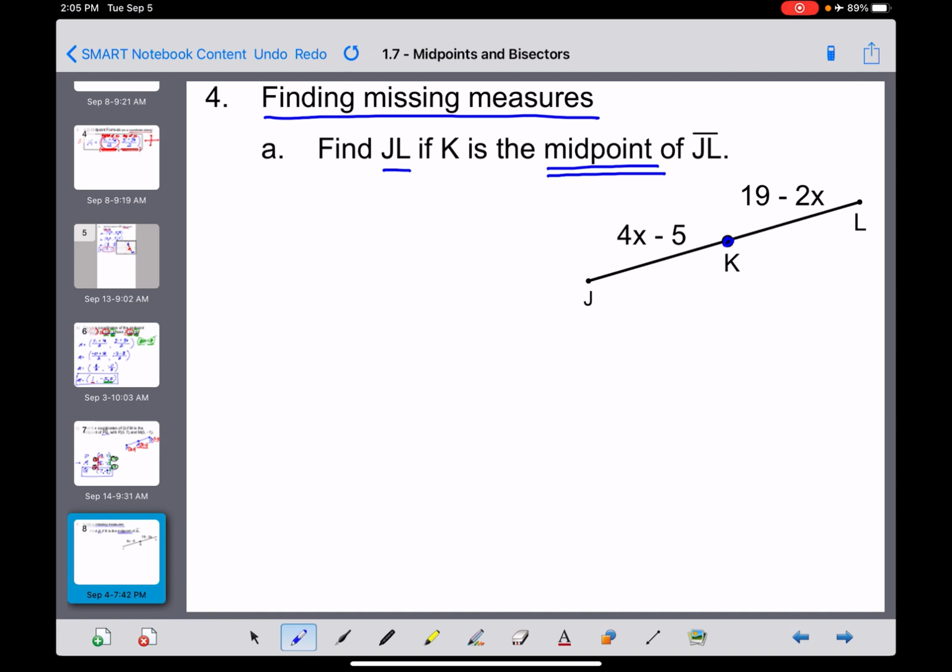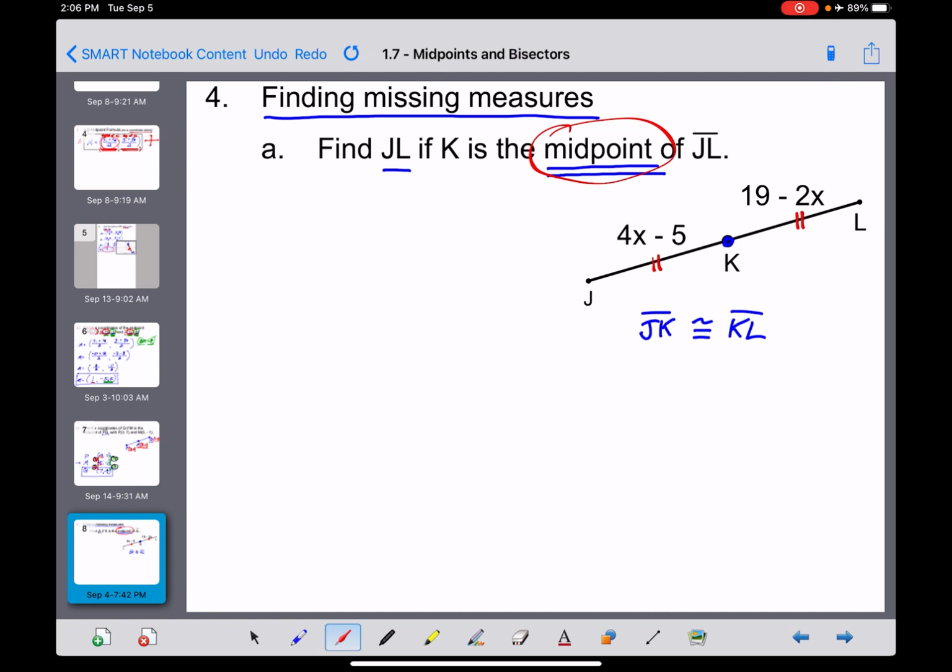So if K is the midpoint, everybody, that means that K is equidistant from J and L. It also tells you that line segment JK has to be congruent to line segment KL. So I could do some tick marks right here and say that JK has to be congruent to KL. That's what the word midpoint means. And now this looks just like a problem that we solved in section 1.3, if I'm not mistaken.